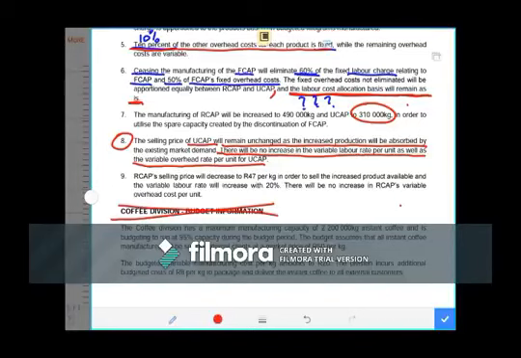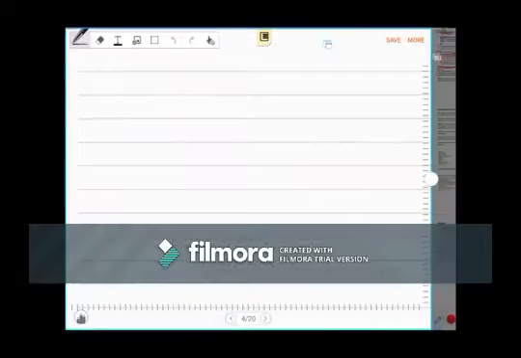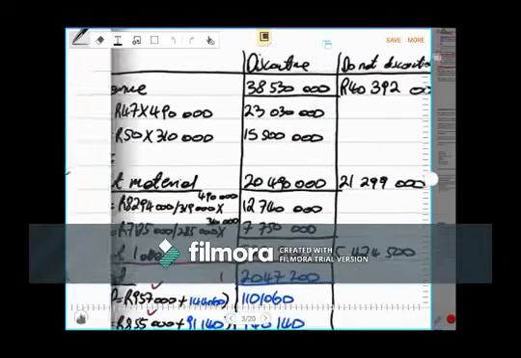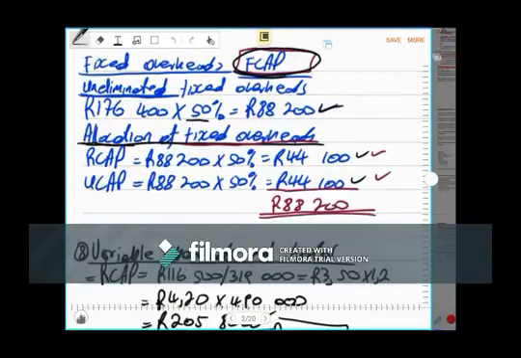So there was no change in the fixed cost, and there was no eliminated fixed cost regarding the overhead fixed cost. Okay, there we go. That was the different one. If we go to number six, it said 50% of the fixed overheads will be eliminated. And they said the fixed overhead cost not eliminated, take note, not eliminated, will be apportioned equally between the RCAP and the UCAP. This is the one that I allocated incorrectly, if you remember. The 44,100 was the allocation of the fixed overheads equally between the two products.